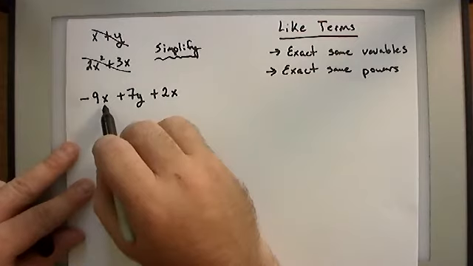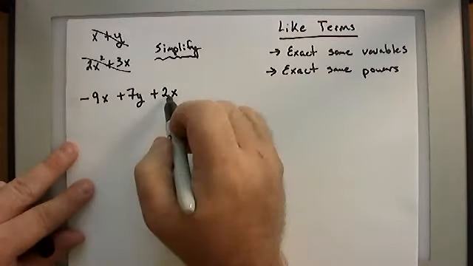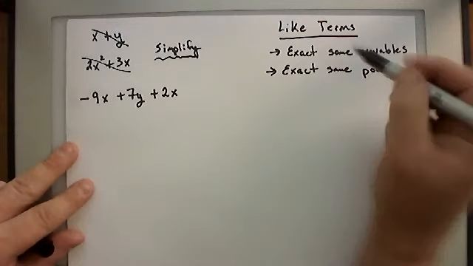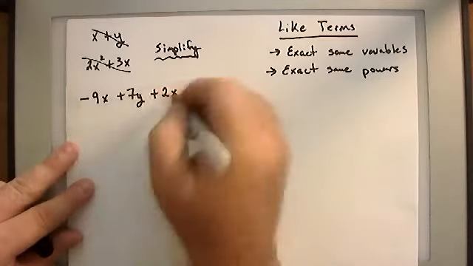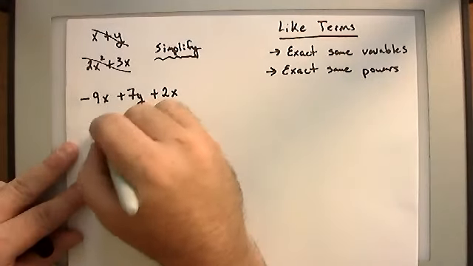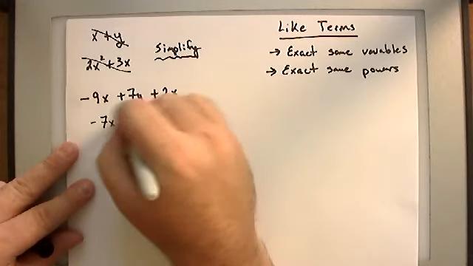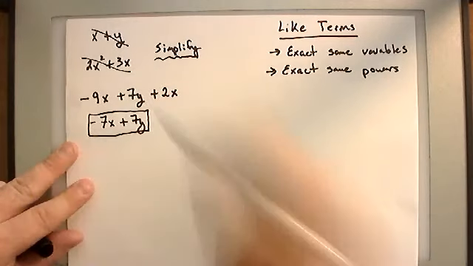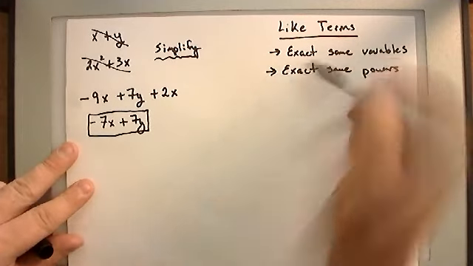So we have negative 9x. We have 7y, which will not combine with the x, and we have 2x. You can put your x's together, right? They have the same variable and they have the same power. So negative 9x plus 2x, that's negative 7x. And then we still have the 7y we didn't do anything with, and that's it. You're just combining like terms. There's nothing crazy, but we probably want to have a definition for exactly what like terms means, okay?